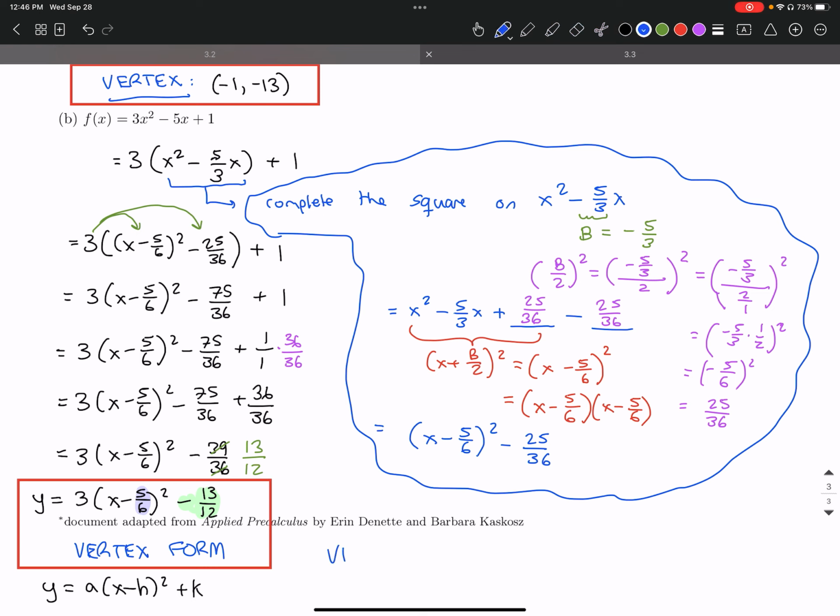This forces our vertex to be the following. (h, k), in this case, our h was 5/6, our k was negative 13/12. This is going to be 5/6, comma, negative 13/12.